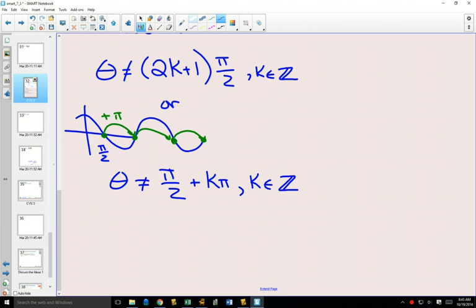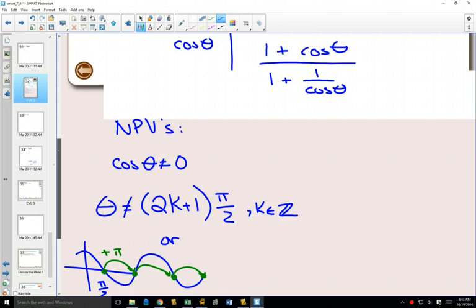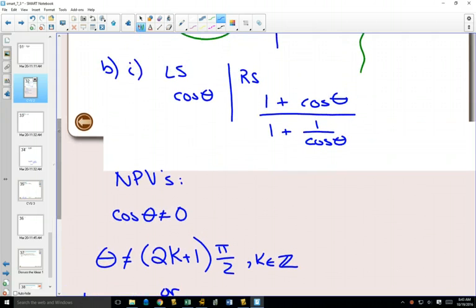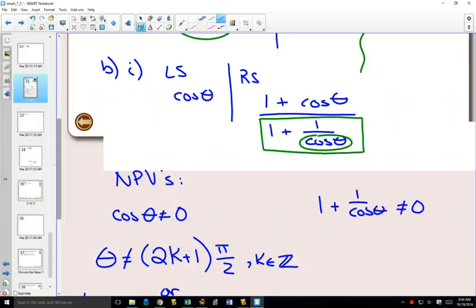So those are two ways to write that same thing. You could choose whichever one makes the most sense for you. Maybe the odd number makes sense for you. Maybe you like to see it on the graph and see that there's a jump of pi in between those points, and then just add k pi. Okay? Is that the only place? So we did this one. Is that the only place we're dividing in this question? No. Where else are we dividing? On the whole bottom. So we also have to solve that this whole bottom, 1 plus 1 over cos theta, can't equal 0.